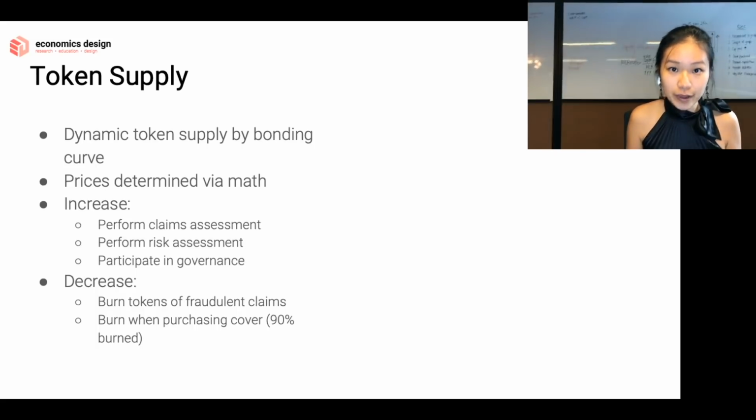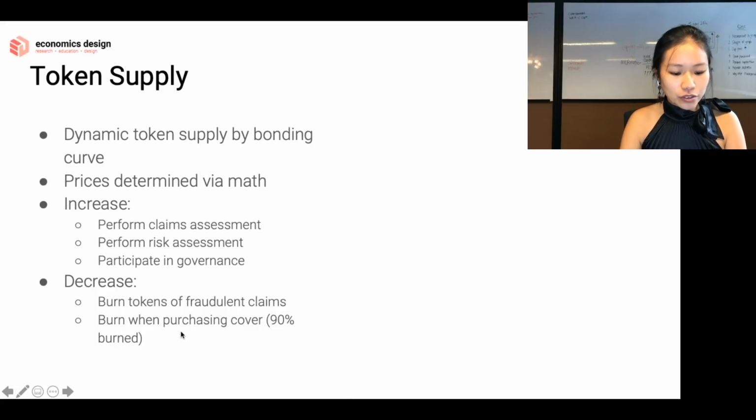To decrease the supply, the advisory board will burn fraudulent claims. So for a claim assessor, when they stake their NXM token and people find out that they're bad actors, they're fraudulent actors, then their tokens will be burnt. And when you burn tokens, then the overall value of tokens actually increases.